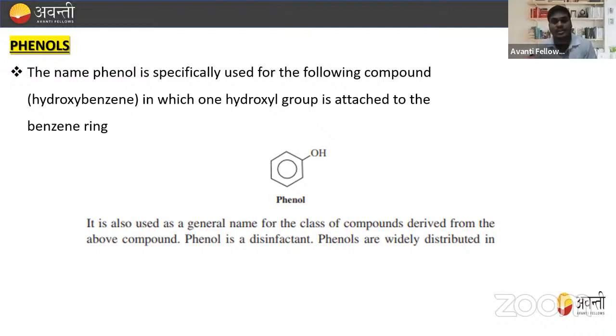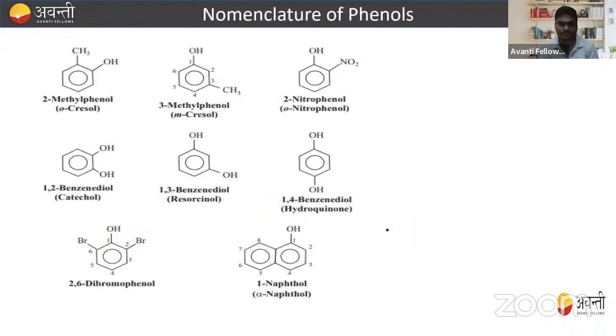Phenol, as the name suggests, is specifically used for the following compound, that is hydroxybenzene. So basically for hydroxybenzene, we use this name phenol. Okay. In it, one hydroxyl group is attached to the benzene ring. Phenol is also used as a general name for the class of compounds derived from the above compound. Phenol is a disinfectant. Phenols are widely distributed, used in the disinfectant.